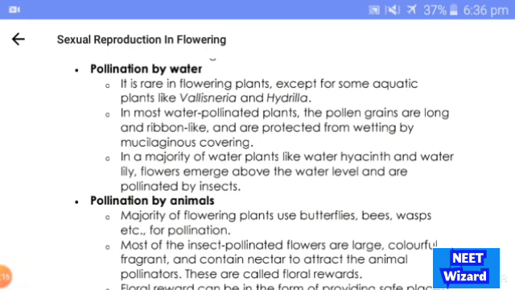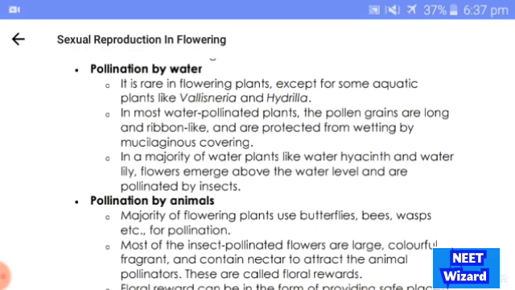Pollination by water. It is rare in flowering plants except for some aquatic plants like Vallisneria and Hydrilla. In most water pollinated plants, the pollen grains are long and ribbon like and are protected from wetting by mucilaginous coverings. In a majority of water plants like water hyacinth and water lily, flowers emerge above the water level and are pollinated by insects.